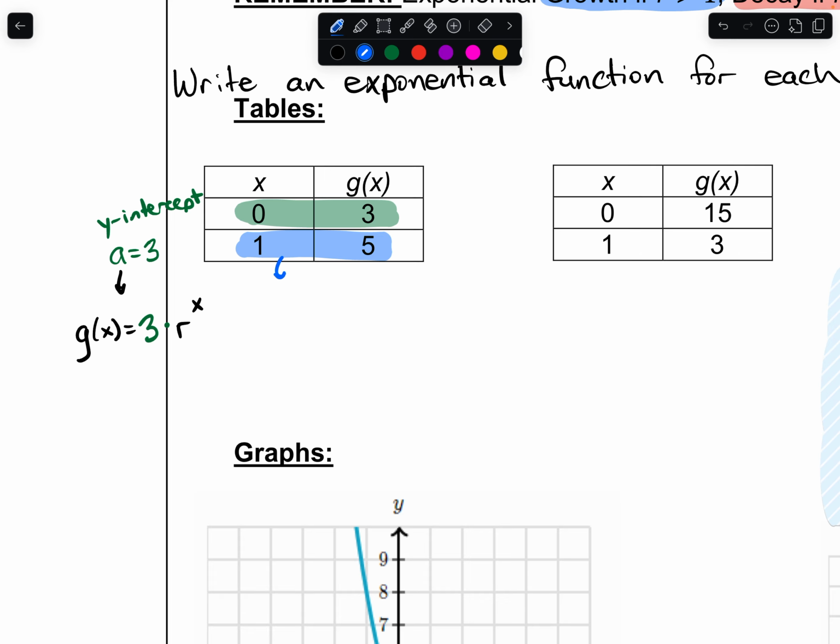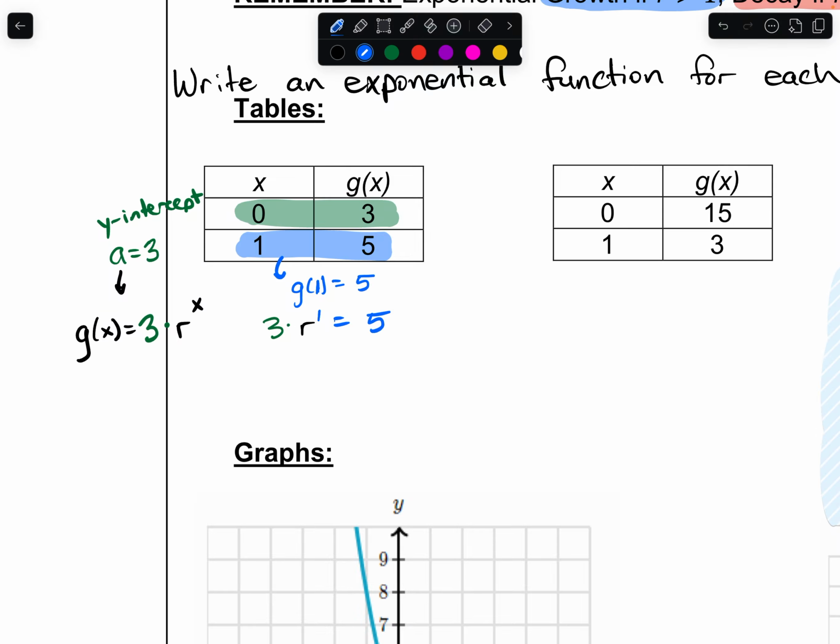So this is saying that when x is 1, our output is 5. In other words, g of 1 is 5. Now what we're going to do next is g of 1, we know it has to look something like this, just with x being 1 instead. So we can rewrite that. The 5 is going to stay there on the right side. But g of 1, because we know it's exponential, can be written as 3 times some ratio we don't know yet, but we know it's g of 1, so we're just going to plug in a 1 for x. Now we have an equation where everything is just a number except for the variable r. So we can solve for r.